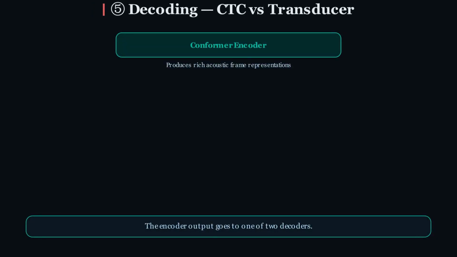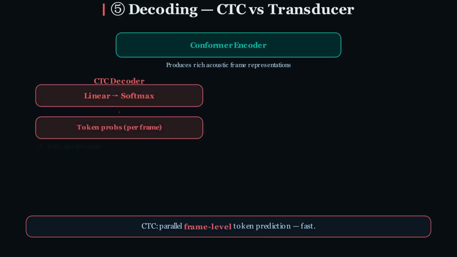The conformer encoder produces a rich sequence of acoustic representations. These representations must be decoded into text. There are two main strategies. The first option is connectionist temporal classification, or CTC. A simple linear layer sits directly on top of the encoder. It predicts token probabilities independently at each time step, including a blank token. CTC is non-auto-regressive. All frames are decoded in parallel. This makes it extremely fast. The downside is it usually needs an external language model to achieve competitive accuracy.